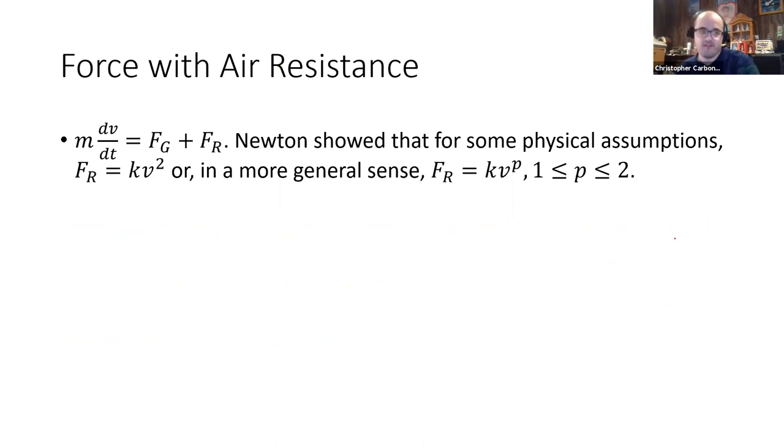But of course, when we have force, we also have air resistance, since nothing just goes sailing through the air without any type of resistance. So we could write this now as the differential equation m times the derivative of v with respect to t is equal to the gravitational force plus the force of the resistance. Newton showed that for some physical assumptions, the force of the resistance is equal to k times v squared, or in a more general sense, k times v to some p power, with p being between 1 and 2 inclusive.